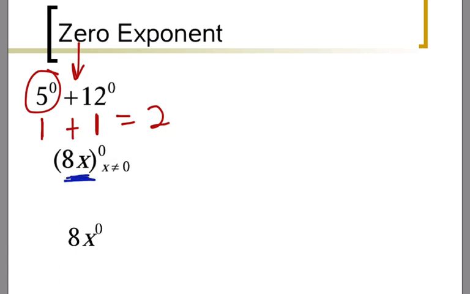Now, even if there is a variable in the problem, like this 8x to the 0 power, even the variable still turns into a 1. So this whole thing just turns into 1.